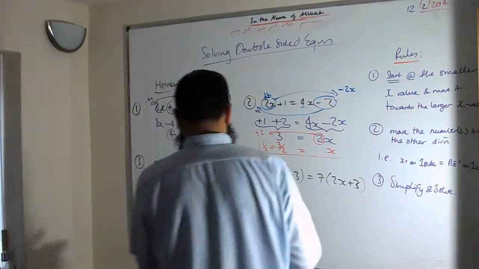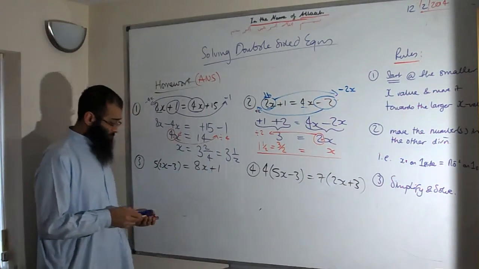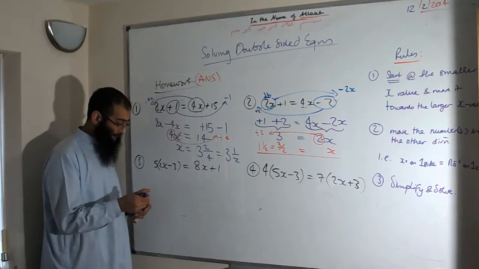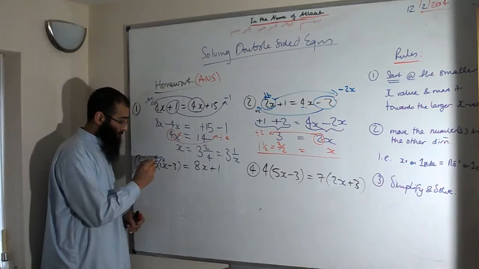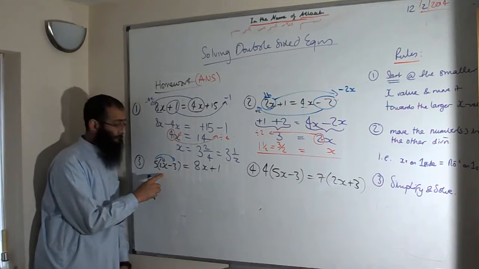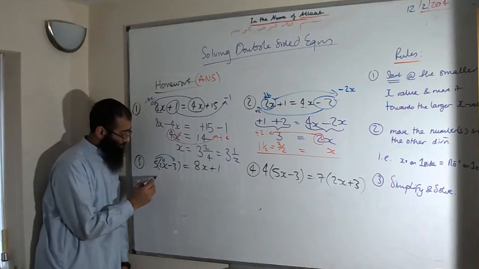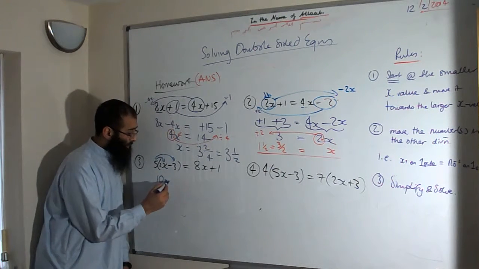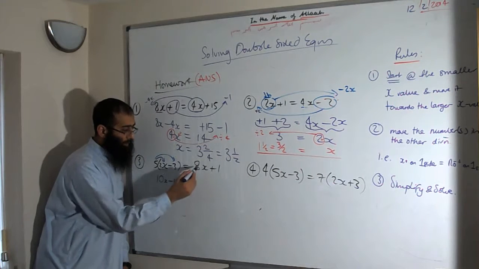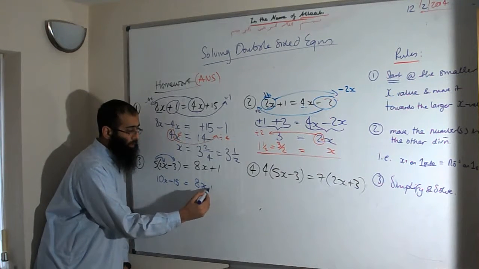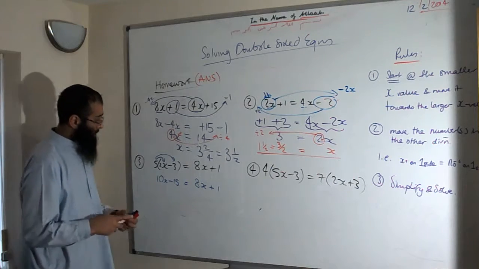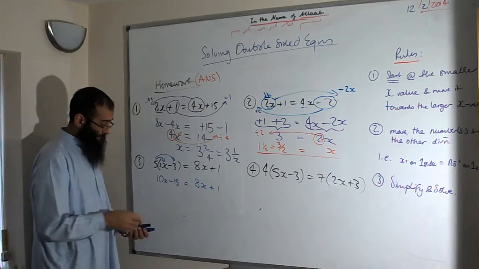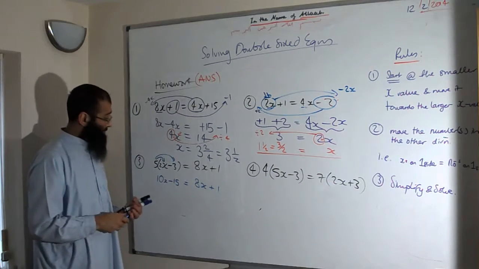Okay, right. What we need to do first of all is release the 2x minus 3 from the bracket by multiplying it out. So 5 times 2x will give you 10x. 5 times minus 3 will give you minus 15. This side is already no brackets. Once we've done that simple step of multiplying out the brackets, we now have it looking like a normal question.